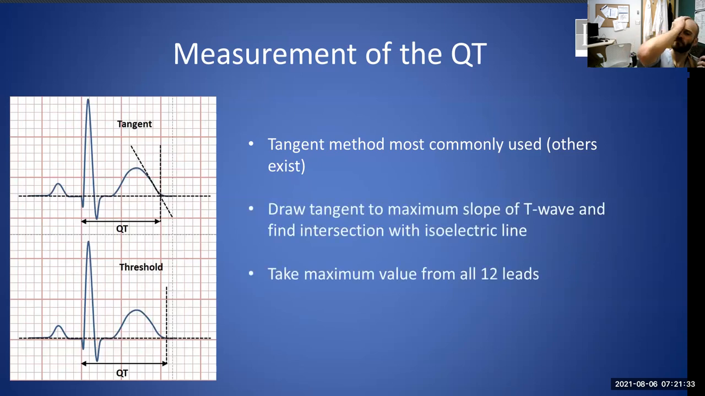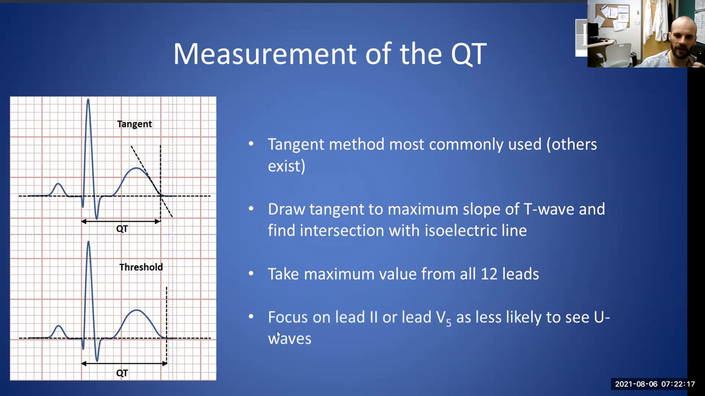So when you're measuring it, ideally you ought to be taking the maximum value from all 12 leads, because if you measure it in all 12 leads, you're going to get slightly different values in each of those leads. And ideally you ought to take the maximum value and record that as your QT interval. However, there are some caveats to that. Sometimes the T waves can be pretty low voltage in some leads. And if the T waves are pretty flat, it can make it very difficult to get an accurate measurement. So a better way of putting this would be to take the maximum value from all of the leads in which you can be confident you've got an accurate value.